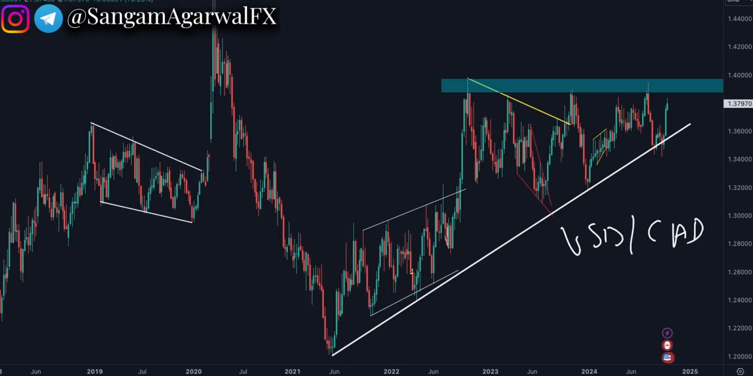USDCAD weekly chart, you have this trend line, price tested and went up, now near the upper part of this range. You can see in the last 2 years how many times price tested this resistance zone, the upper part of this range, but every time failed. But at the same time, because of the trend line, the size of this range is shrinking.